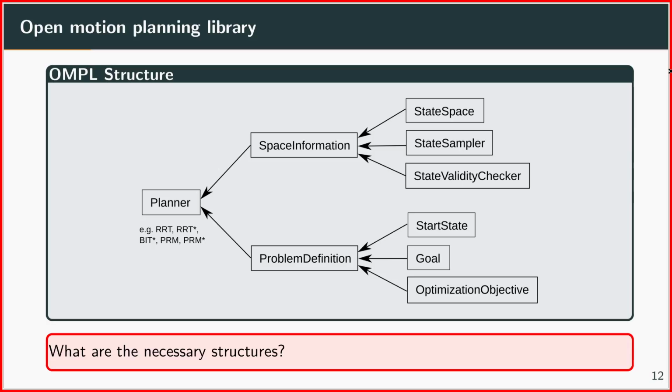Yeah, exactly. So state sampler and optimization objective have a default value. For the state sampler, it's uniform sampling. And for optimization objective, it's just the cost in the configuration space. The state validity checker also has a default. It will just return true. Of course, if you have obstacles, then you have to define something there, but it's also not required to do planning.